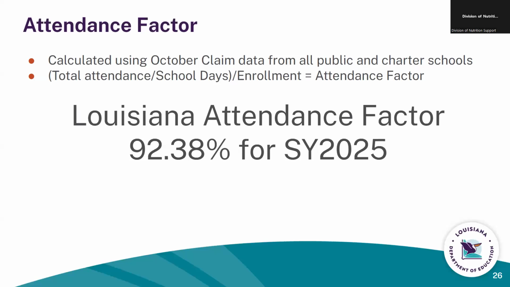Attendance factor. Attendance factor is calculated each year using October claim data from all public and charter schools in Louisiana. And so we calculate that by dividing total attendance by school days and then dividing that by enrollment. And so that's basically to say, on average in Louisiana, 92.38% of students attended school each day. And so that's going to be the attendance factor that will show up on your claim unless you apply to have a custom attendance factor for your district.